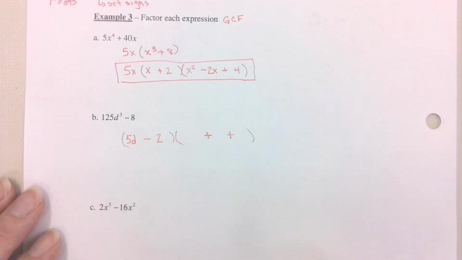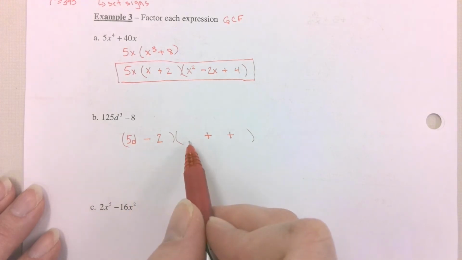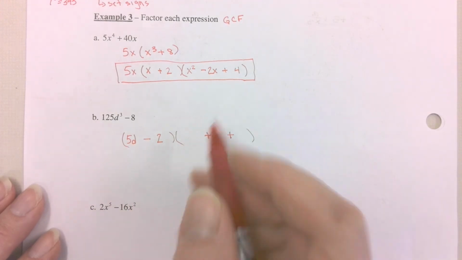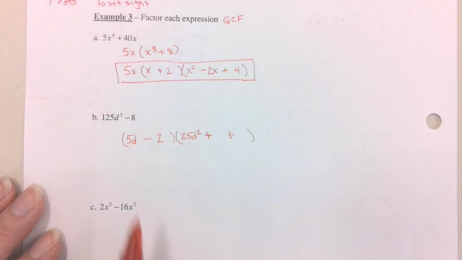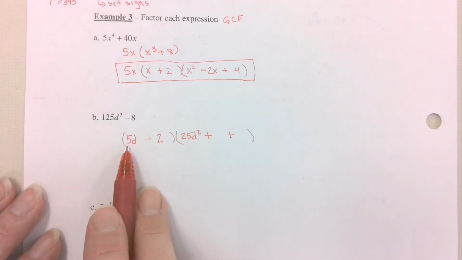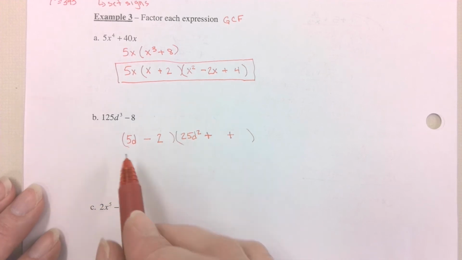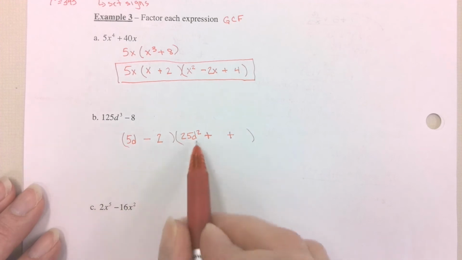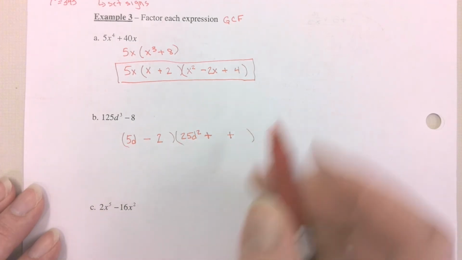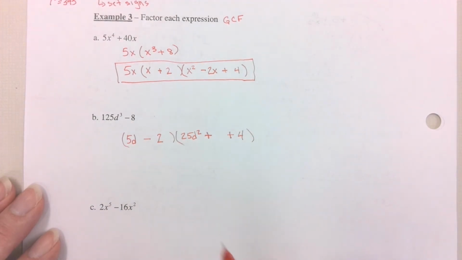Once I get there, I now need to build this back up. And one of the mistakes is people write this as 5d squared. It should be 25d squared. You are taking this first term and squaring it. So 5 times 5 gives you back 25, d times d is d squared. Take the 2 and square it, we get a 4.